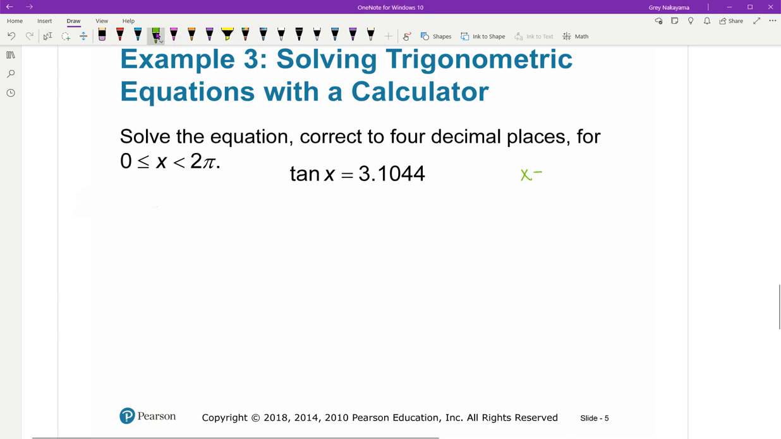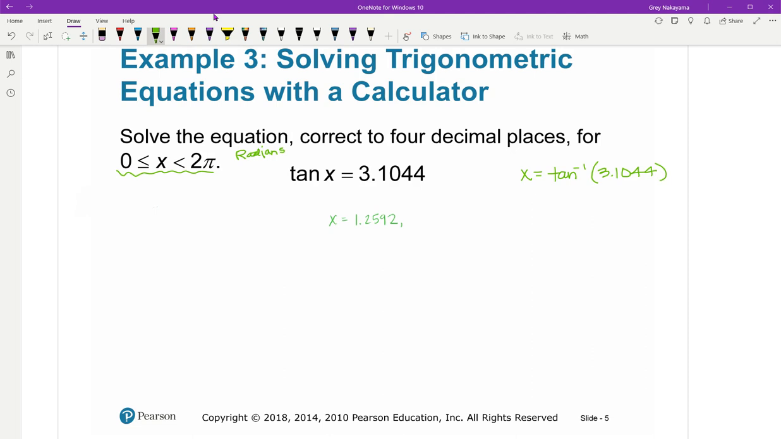So if you want to think x equals, this is how you put it, inverse tangent of 3.1044. Okay, this right here tells you your calculator must be in radians, not degrees. So pay attention to that. So when you do that on your calculator, the first thing that you should get is x equals 1.2592.